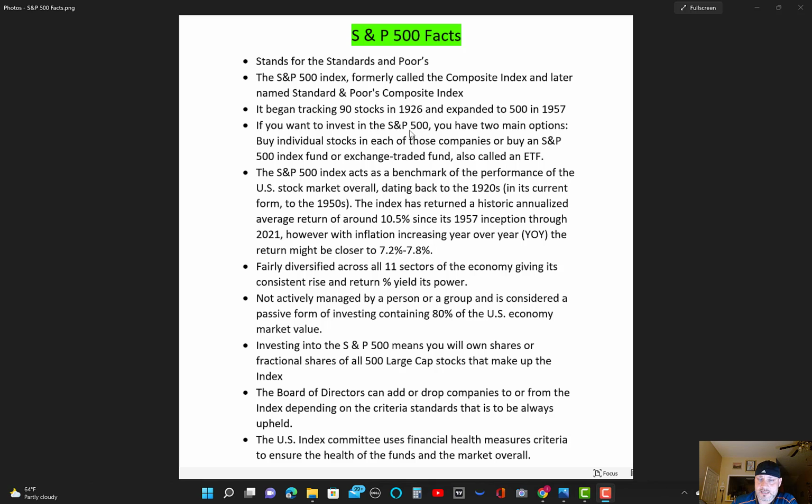If you want to invest in the S&P 500, you have two main options: buy individual stocks in each of those companies, or buy an S&P 500 index fund or exchange traded fund, also called an ETF. We'll get over those a little bit later.